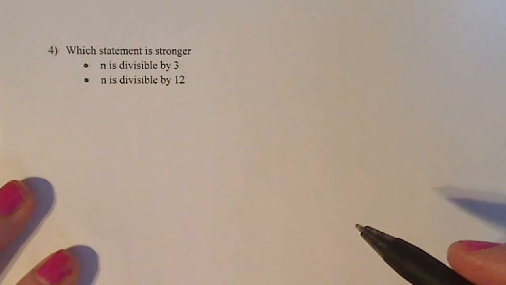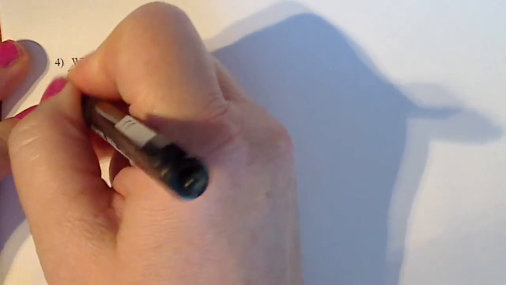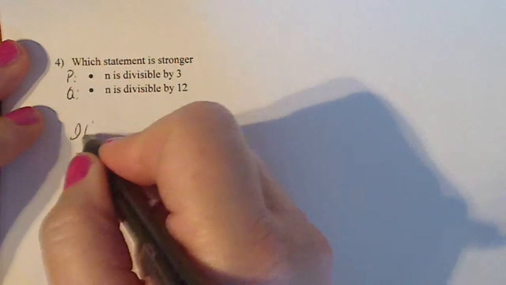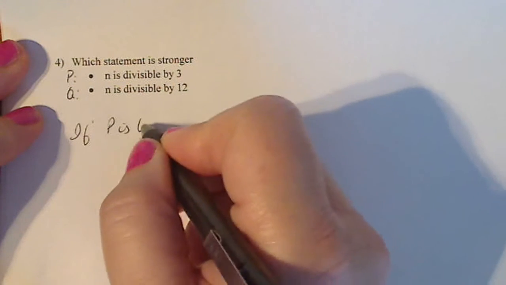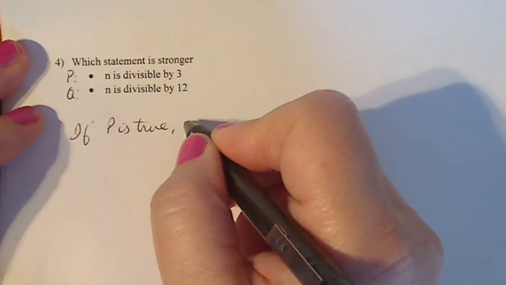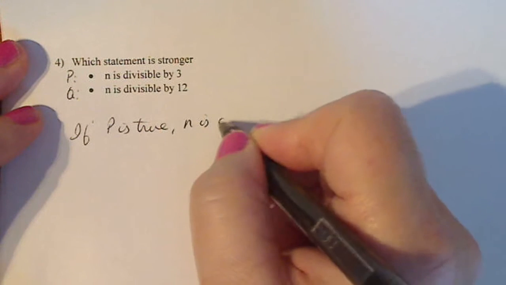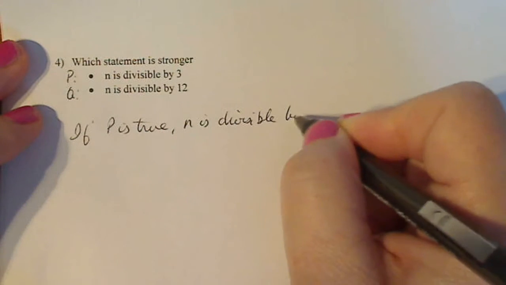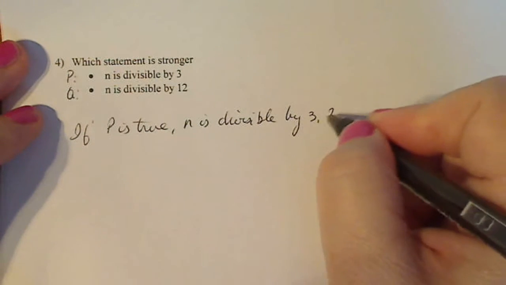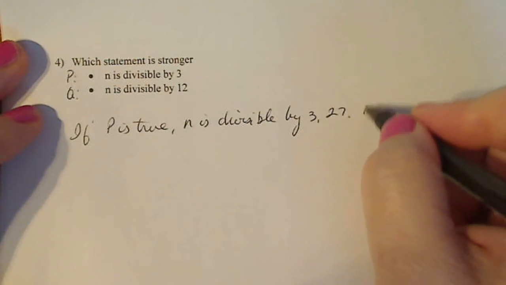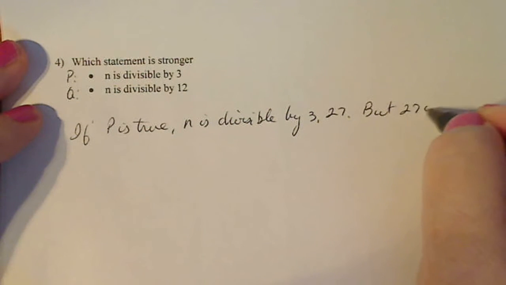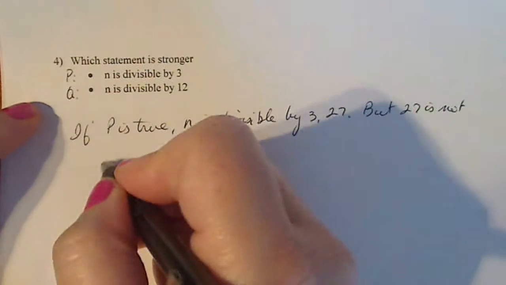P: N is divisible by 3. Q: N is divisible by 12. So I'm going to label this P and Q. So if P is true, some number N is divisible by 3, say the number 27, but that number is not also divisible by 12.